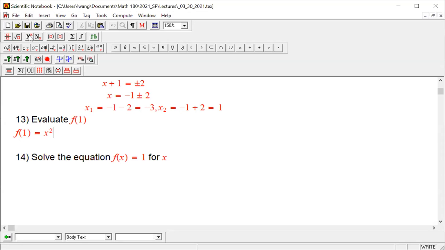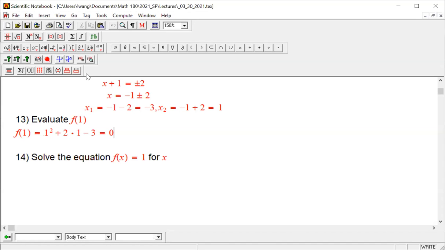We just plug in, right? So x equals 1. And in the end, what do we get? It's 0, right? Yep, 0.